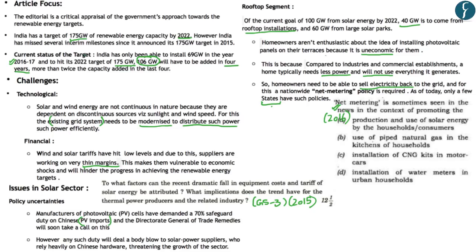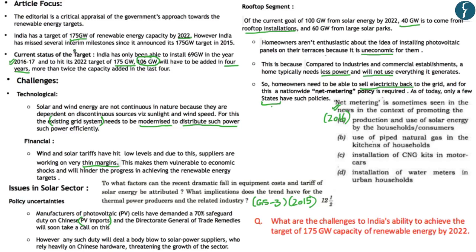And in similar terms, a question on what are the challenges to India's ability to achieve its target of 175 gigawatts of renewable energy capacity by 2022, you would be able to answer with the explanation given in this article and within this section. And now with this, we come to an end in the analysis of today's paper. Now we move on to the question for today.